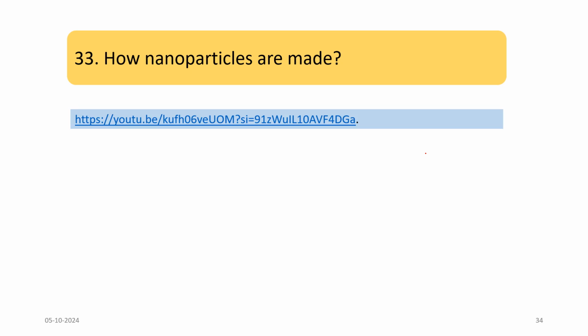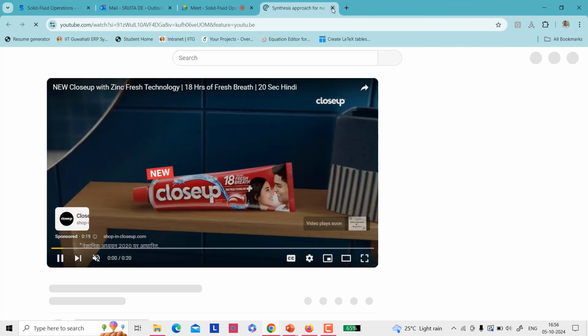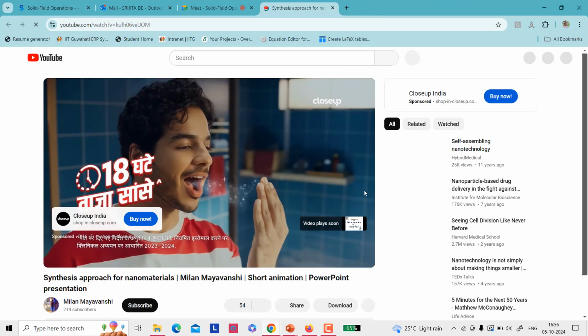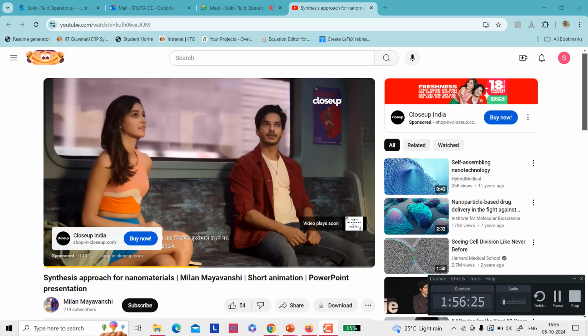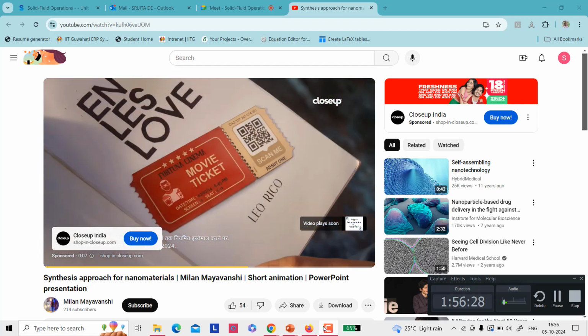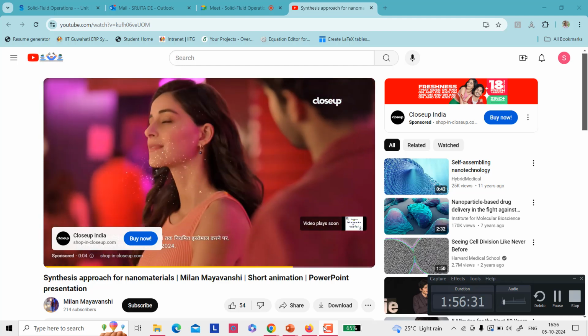So this is the bottom up and top down approach. In the bottom up approach, nanoparticle clusters are formed from atoms at the atomic level. In the top down approach, the bulk material is fragmented to form the nanoparticles or nanostructures. Okay, right? This is the basic difference between the top down and bottom up methods.